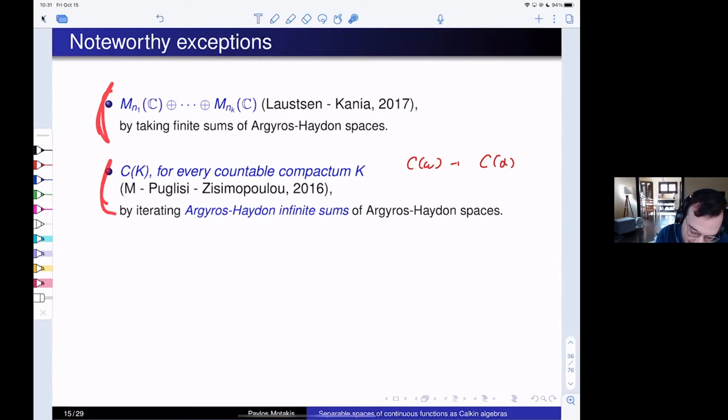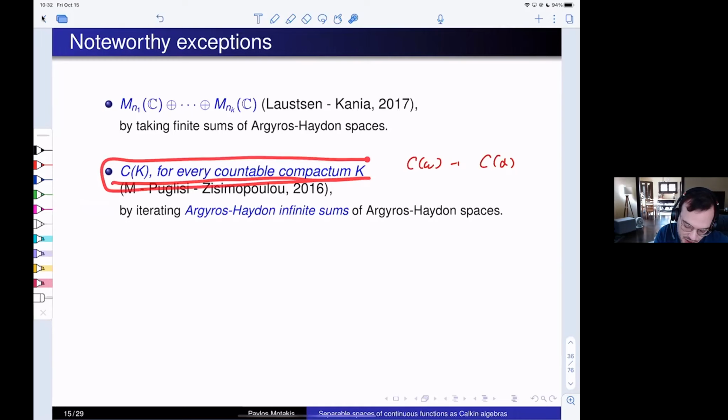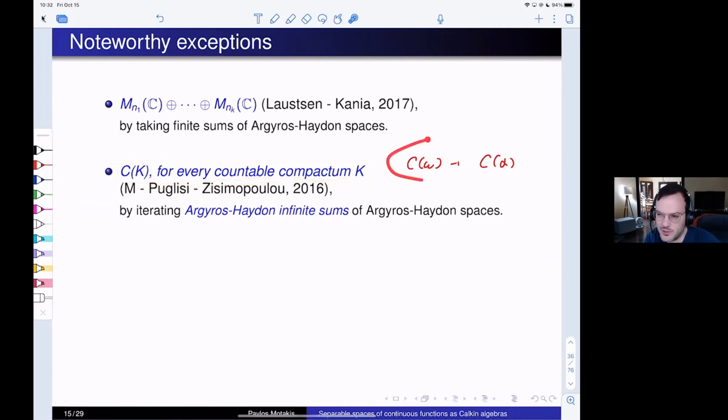So both of these are based on the same principle. This here has some additional analysis that you have to do because you take this infinite sum and then you have this transfinite recursion. So it's a bit more involved, but the idea is the same. And it is what I call for this lecture a composite Argyros-Haydon space. It's a combination of Argyros-Haydon spaces. And this is also why in this result it was not possible to break free from countable ordinal numbers, because you were stuck in this iteration. It's not possible to take, at least I don't know how to take, an uncountable Argyros-Haydon sum. If you know, then maybe you know how to do this iteration to get maybe a C(omega 1) Calkin algebra, but I don't know how to do this.